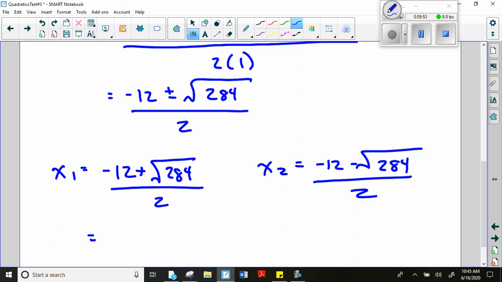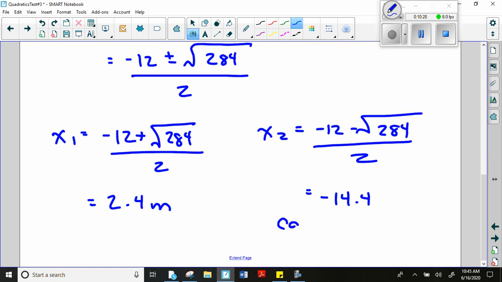Okay. Negative 12 plus the square root of 284, close bracket, divided by 2, equals 2.4. 2.4, x was in meters, right? And then this gives us negative 12 minus the square root of 284, that's a negative number, divided by 2. I get a negative answer here. You can't have a negative area, right? Can't have a negative.